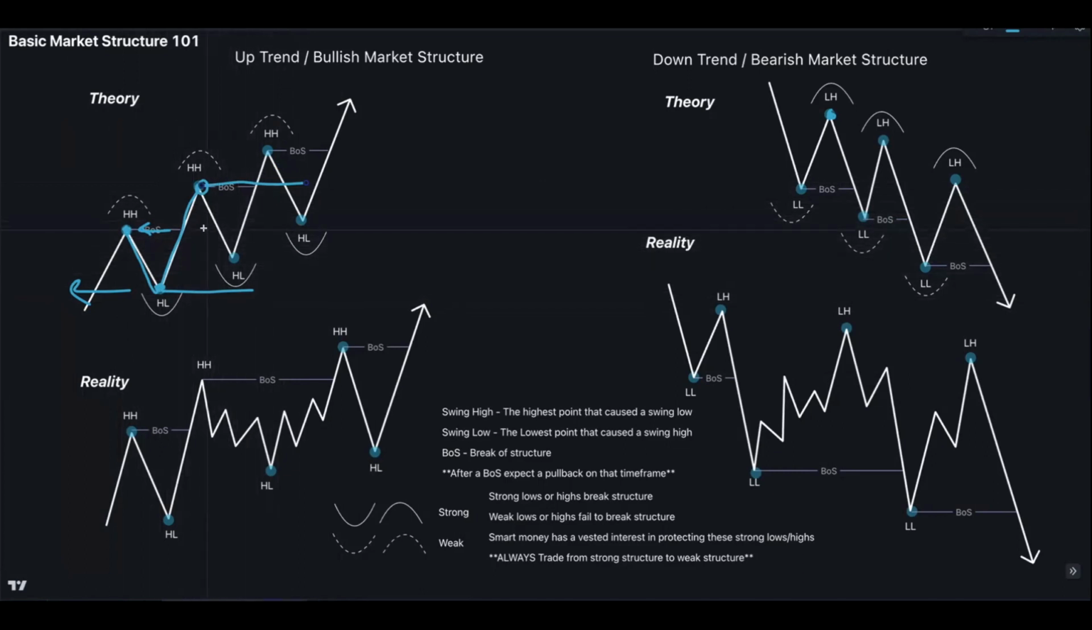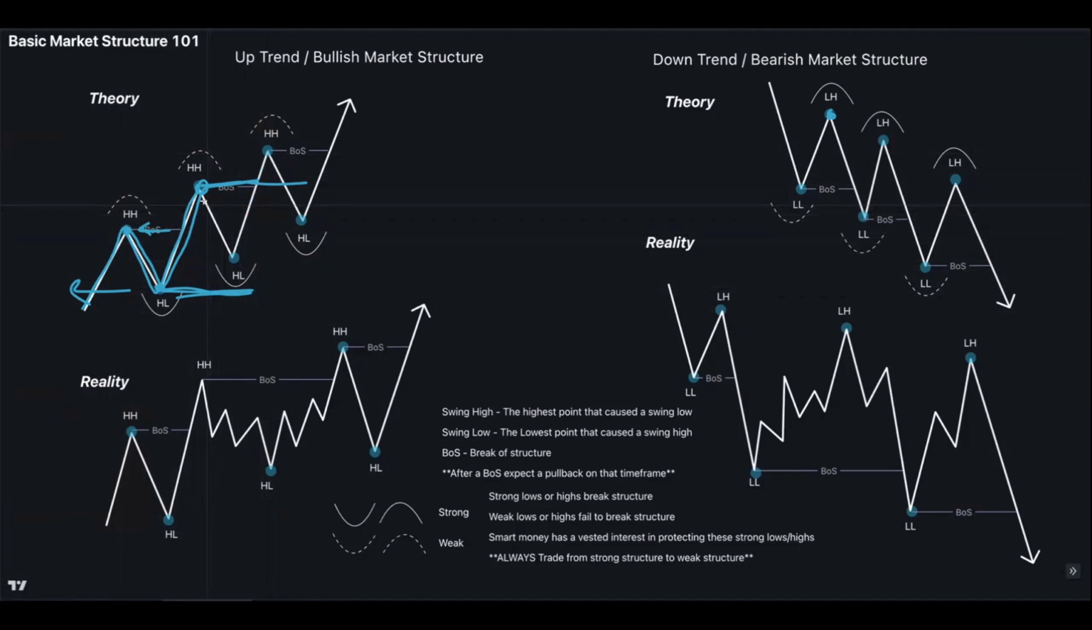We'll get into internal structure at a later time, because all we're interested in right now is our swing highs and swing lows, right? The bigger movements, the macro movement. We're looking at the big picture. So anything in here is internal structure. If it keeps going the way I have it displayed here, once it breaks this structure and breaks out of that range, it's the continuation of the bullish market.